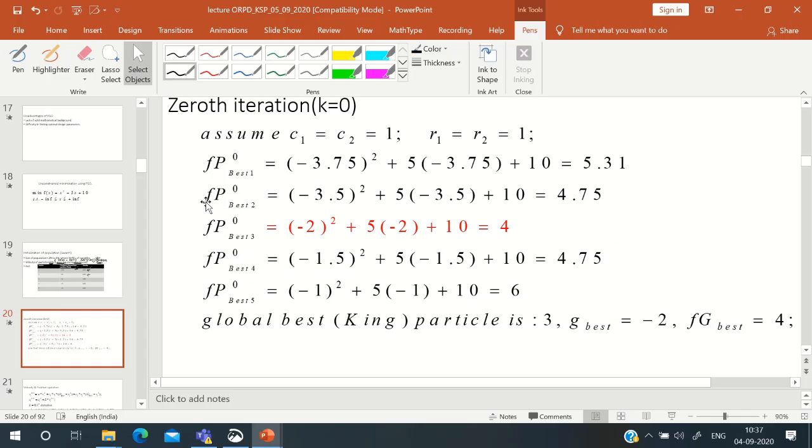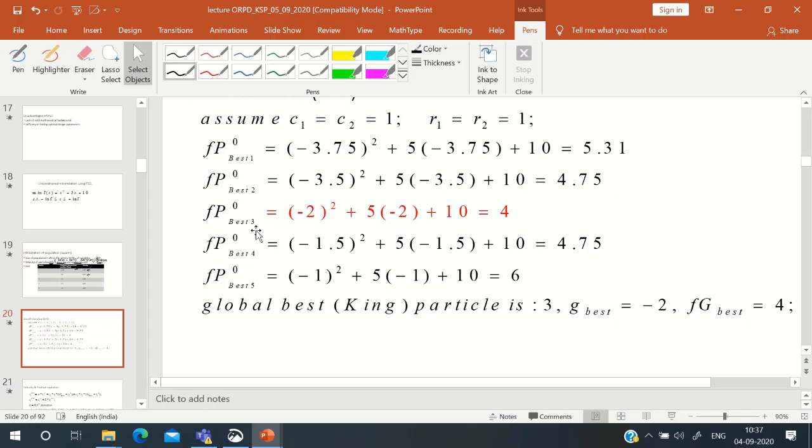So the functional personal best value for the second particle at the end of 0th iteration: x square plus 5x plus 10, x value is minus 3.5, so it is 4.75. For the third particle, the function value is 4. For the fourth, 4.75. Fifth, 6. Now this is the 0th iteration. We are creating the base case values.